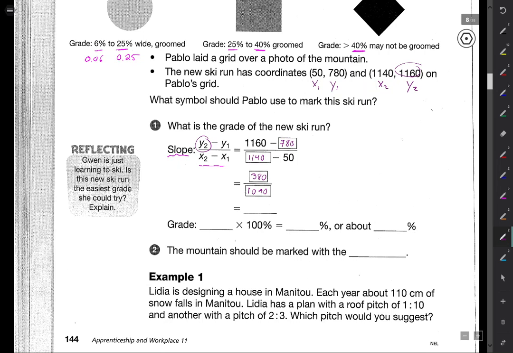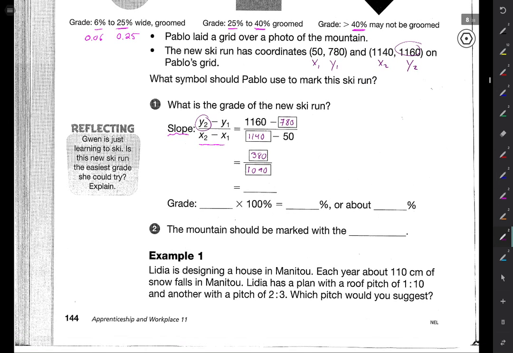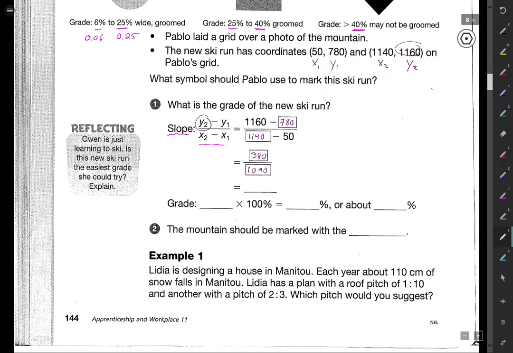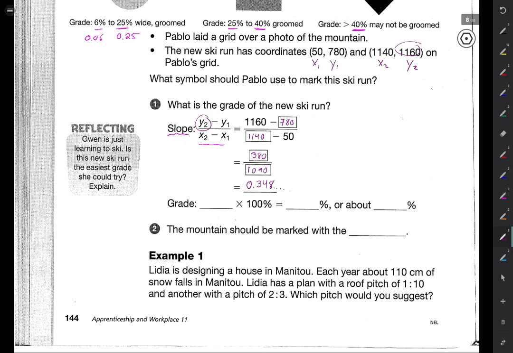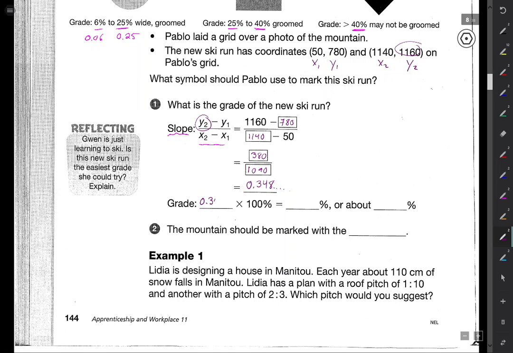1,090. Then we need the decimal of the slope in order to figure out the percent from that. So we would do 380 divided by 1,090, and that would give us 0.348, and that decimal will keep going forever. Now let's figure out the grade from this slope. We're going to turn it into a percent, so we are going to multiply by 100. Then you'll get 34.8% as the grade, or we can round it to 35%.